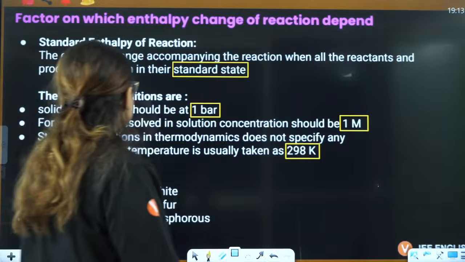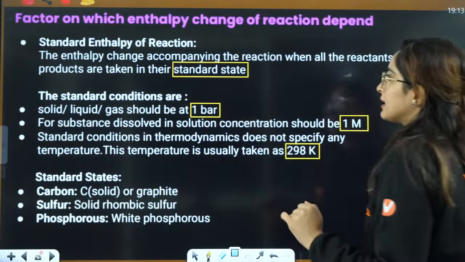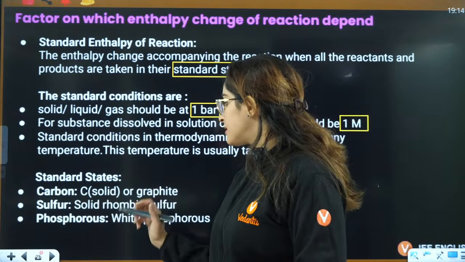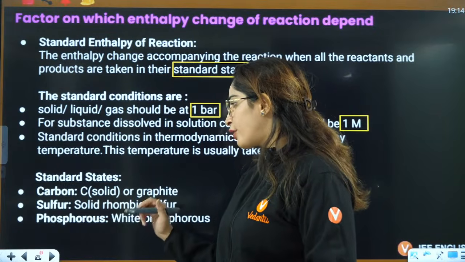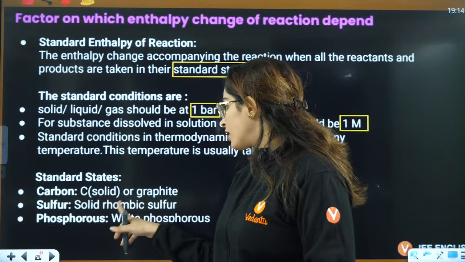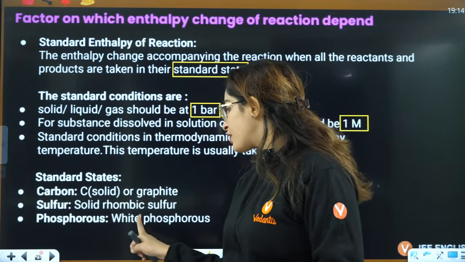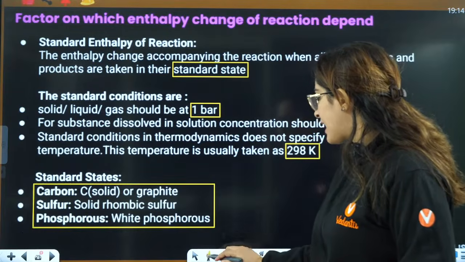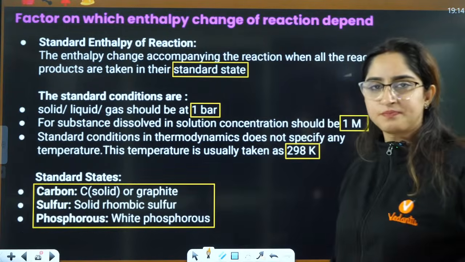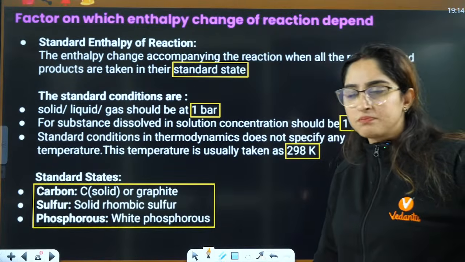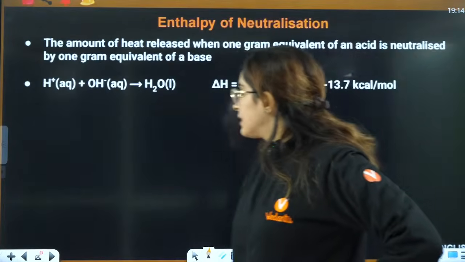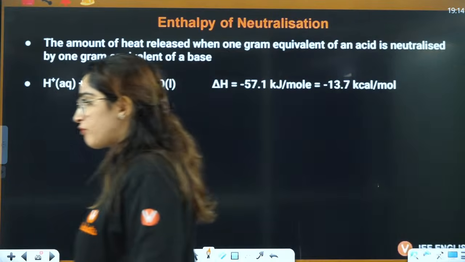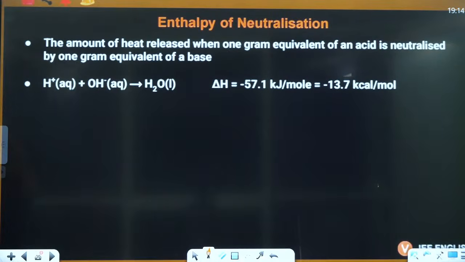And standard states, if you see, carbon is standard in the form of solid graphite, sulfur is standard as solid rhombic sulfur, phosphorus is standard as white phosphorus. So you must know what the standard forms are here. Okay, let's see. Now we'll talk about one type of enthalpy here.